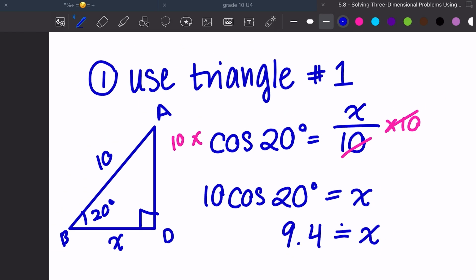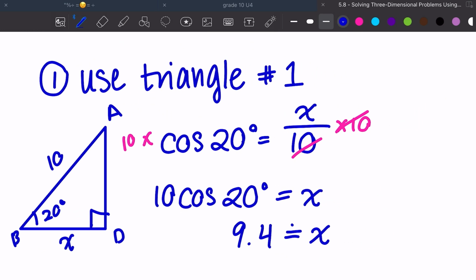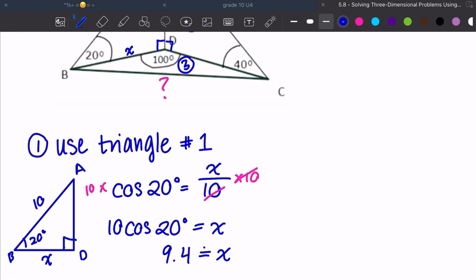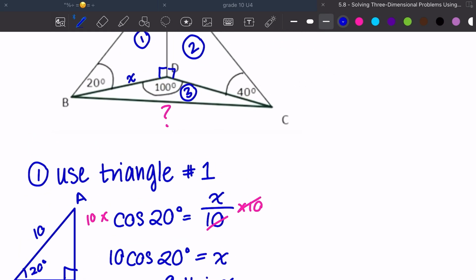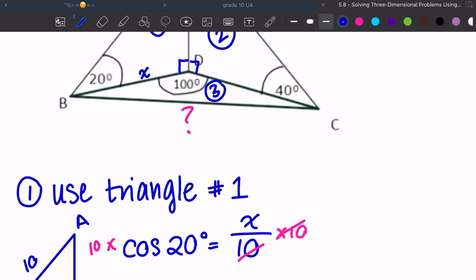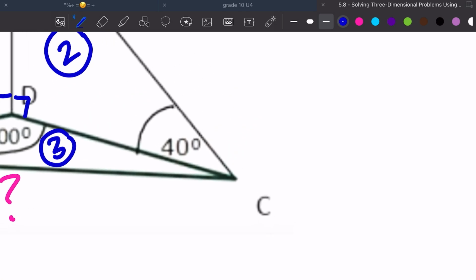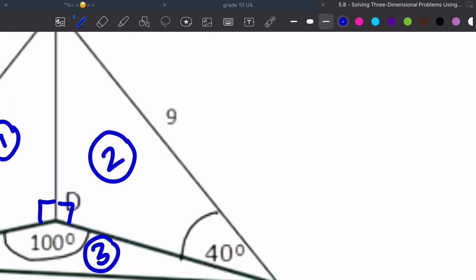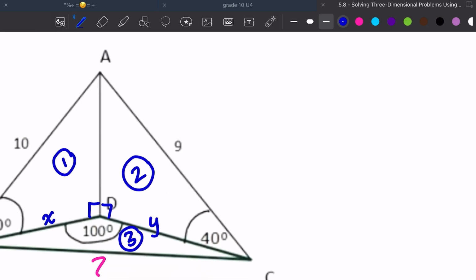If you agree. Do we get the same thing? Yeah. Cool. So that's done. I know this side length now, right? So you can replace it with that in the diagram. I also need this side length because this is something that they share. So I'm going to call this one y, right? And we're going to find y.